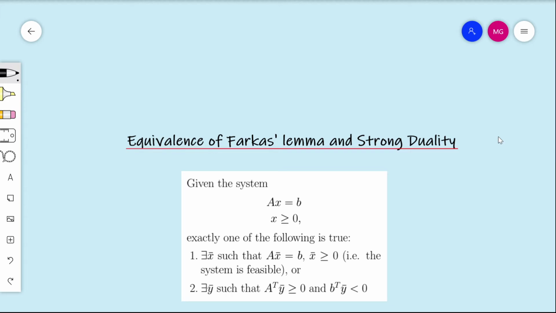Hi, welcome to this video on linear programming duality. In this video, we're going to be discussing the equivalence of Farkas lemma and strong duality. So we've already seen that Farkas lemma is implied by strong duality, but in this video, we're going to be proving the reverse direction, that is to show that they are actually equivalent to each other.